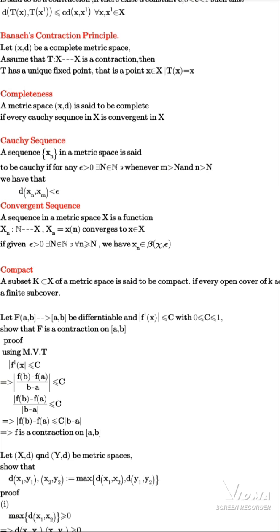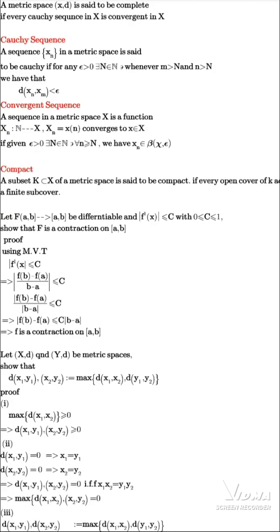A convergent sequence in a metric space is a function x_n. Of course, if we are dealing with a sequence in a metric space, we have x_n or x in bracket n. So if it converges to x in X, then we have that x_n is in B(x, ε), it has an open ball. So we have that for a convergent sequence.